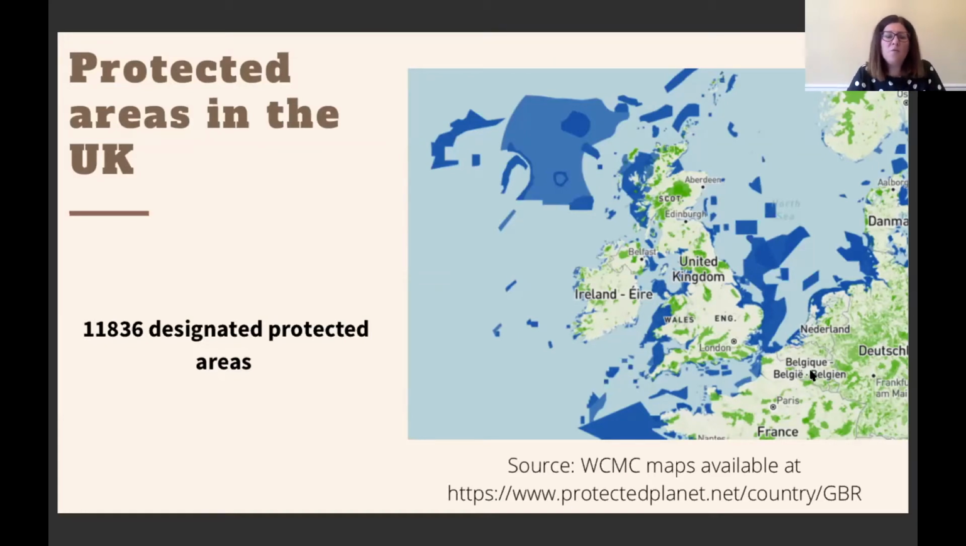But we have over 8,000 designations, and this is like a mosaic of designations. So a national park can include Natura 2000 parts of it. So there's a significant overlap. So overall, we're doing okay, but obviously there's room for improvement.